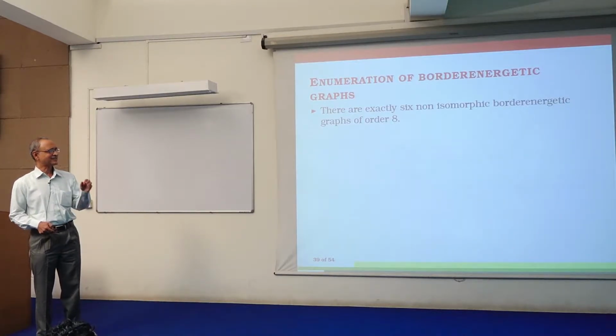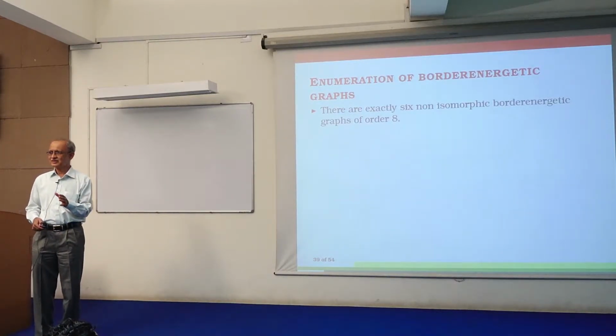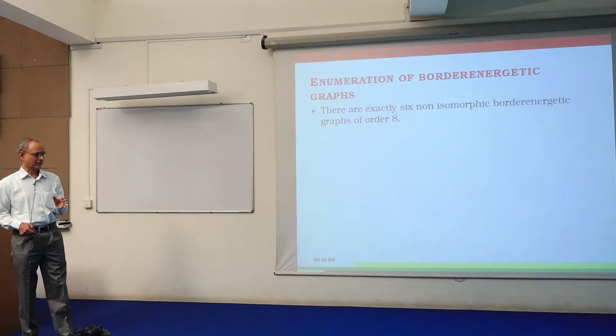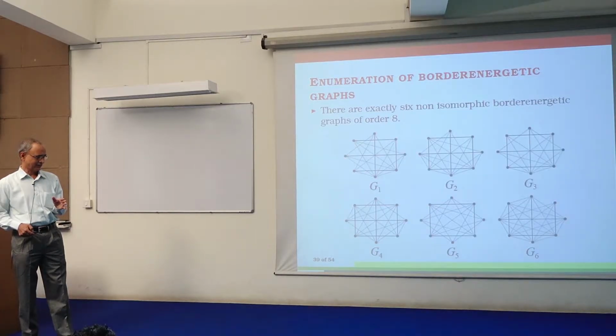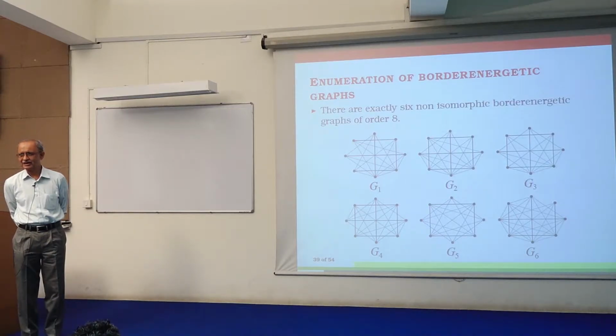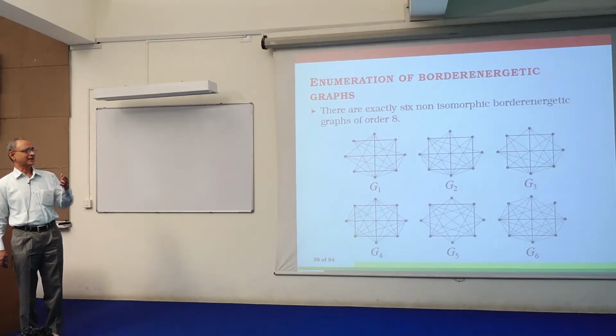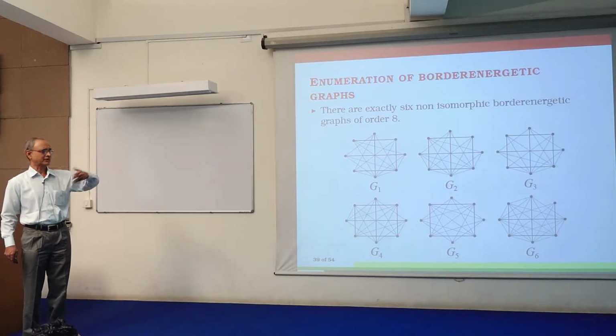There are exactly 6 non-isomorphic graphs of order 8 which are border energetic. These are the graphs. These 6 graphs are border energetic, which means the energy is the same as the energy of some complete graph.